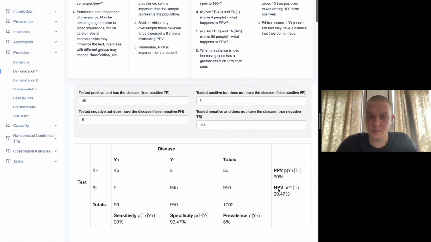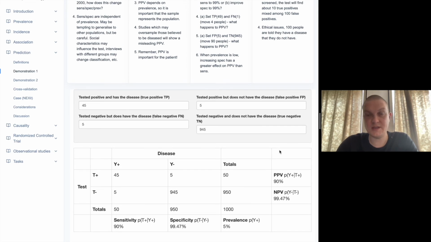And in general, although you should look at this on a case-by-case basis, when the prevalence of disease is low, then increasing specificity has a greater effect on the positive predictive value than increasing sensitivity. But as I said before, we shouldn't really say that a test is good, bad, or so on based on just looking at these numbers, because it really matters what the test is for and what the intention is.